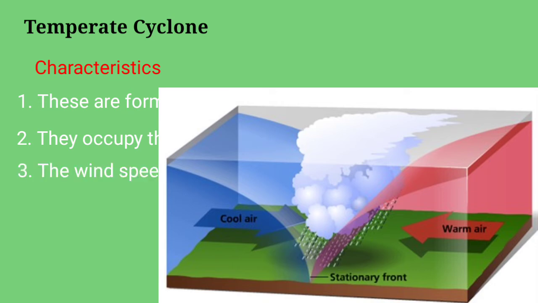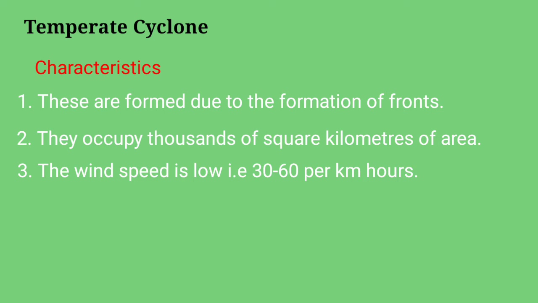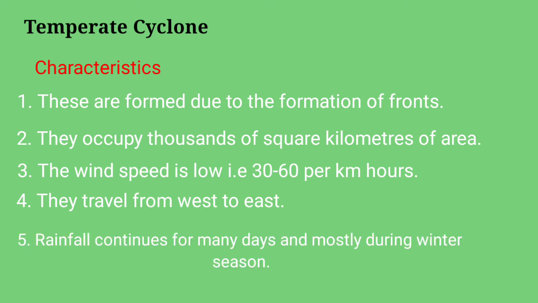Now this cyclone occupies thousands of square kilometers, which means the diameter of the cyclone is quite extensive compared to the tropical cyclone. The speed of the wind is very low compared to a tropical cyclone. It is only 30 to 60 km per hour, and it travels from west to east.